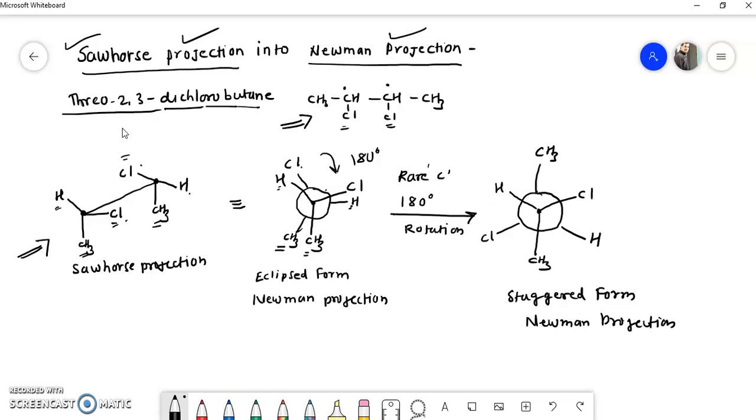So I think it is clear to you how to convert a Sawhorse projection formula into a staggered Newman projection and an eclipsed Newman projection formula. So in this video, we'll stop here and we'll meet in the next video with another example of interconversion of projection formulas.